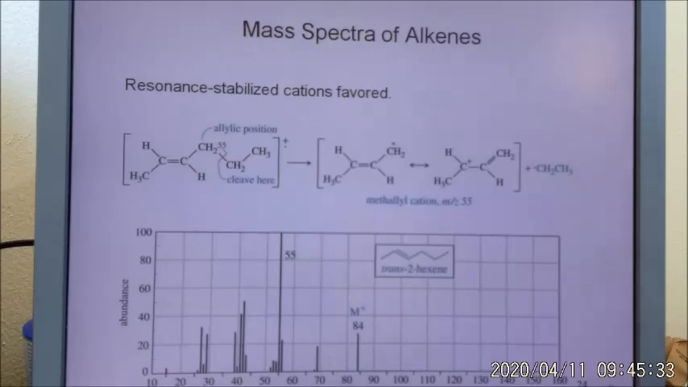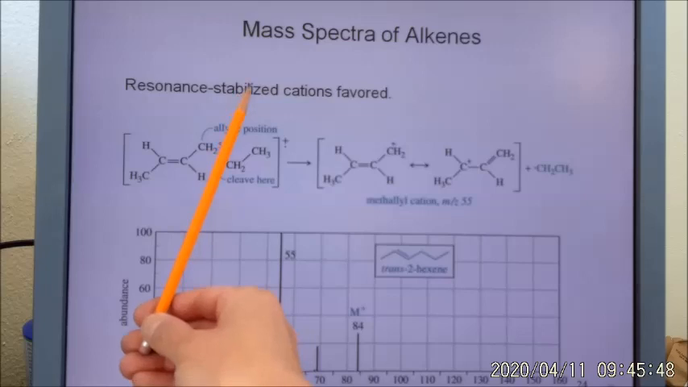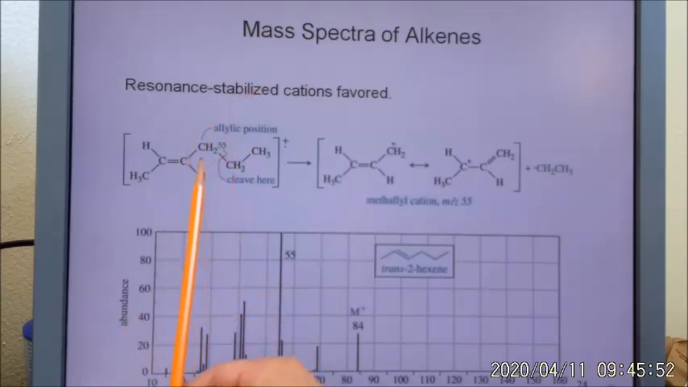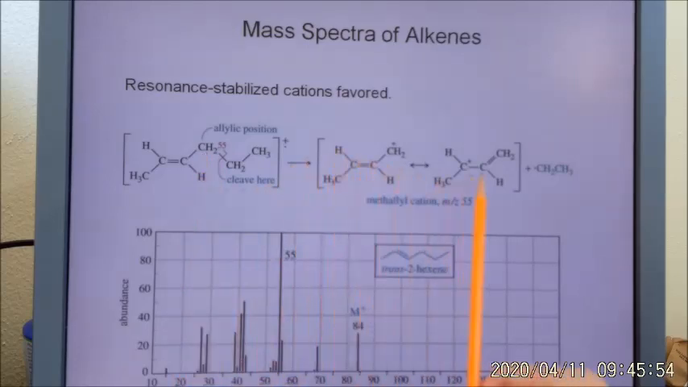Okay, what about resonance stabilized cations? Remember we were saying if you have a double bond, here it is, you get a nice molecular ion. We actually cleave at the allylic position here. The reason is when you form your allylic cation, you have resonance stabilization. So that explains your cation of 55, right? And the loss of 29.